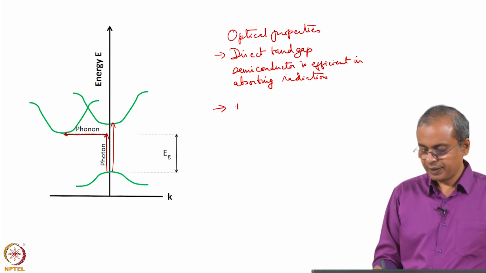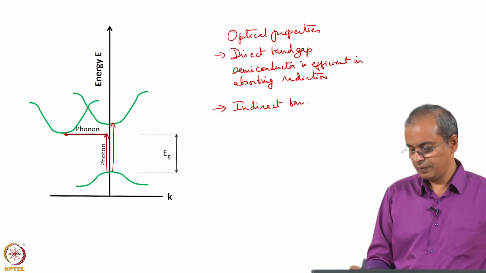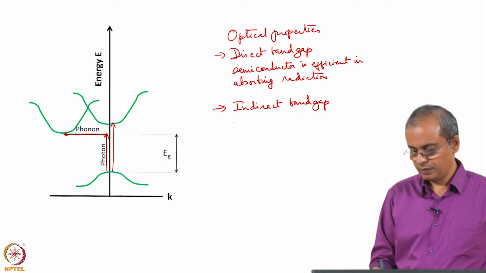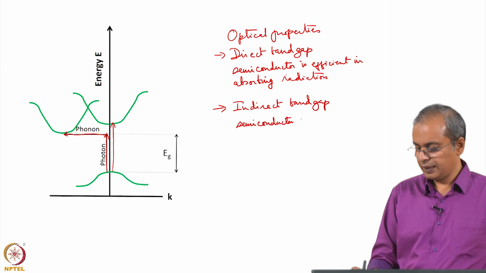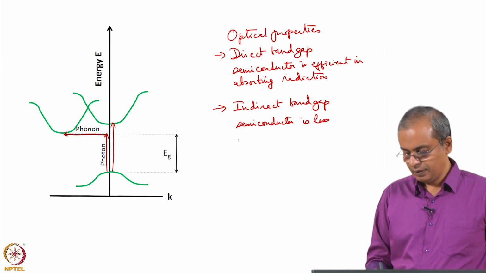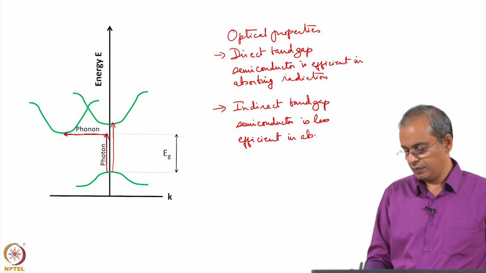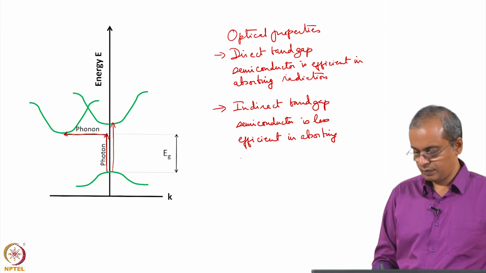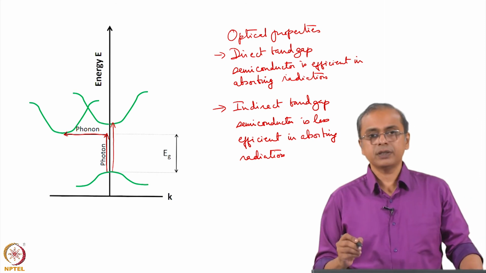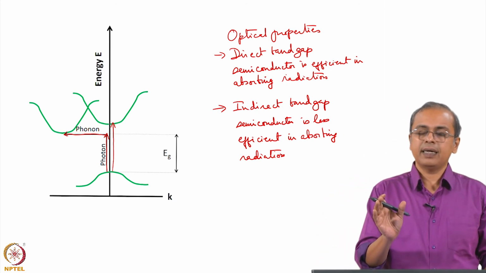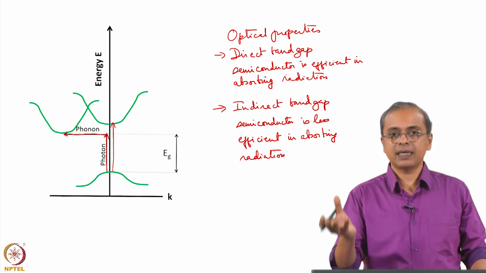The indirect band gap semiconductor is inefficient. Is less efficient. So, this is useful to know because it helps us narrow down the systems, the material systems that we would like to focus our efforts on.